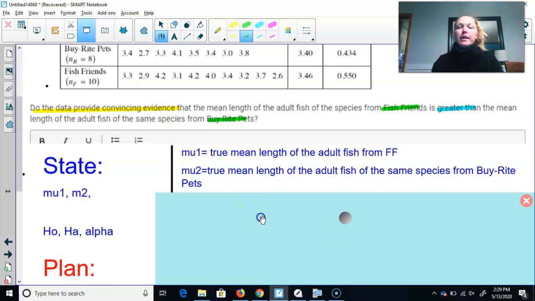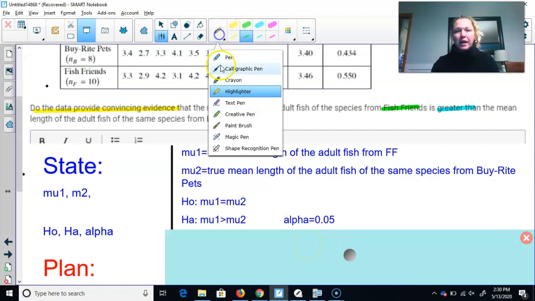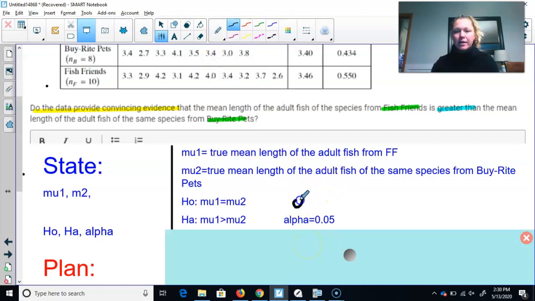Okay. We also need our null and our alternative. We always assume they're the same, okay? And then we want to see either is one greater, less than, or not equal to, and they tell us it's greater than. So here is my mu1 is equal to mu2, and then we're trying to prove that mu1 is greater than mu2 with an alpha of 0.05, okay? What's an alpha again? An alpha is that significance level, that little fish right there, okay?